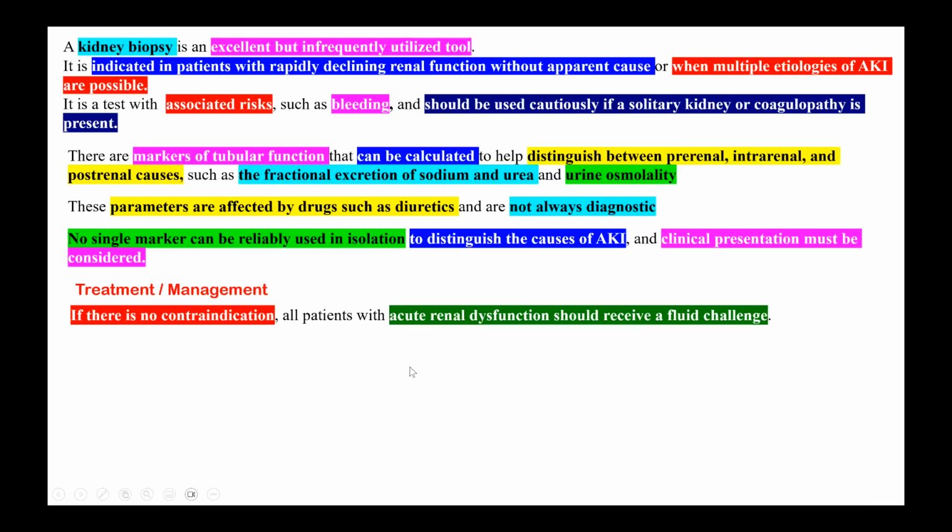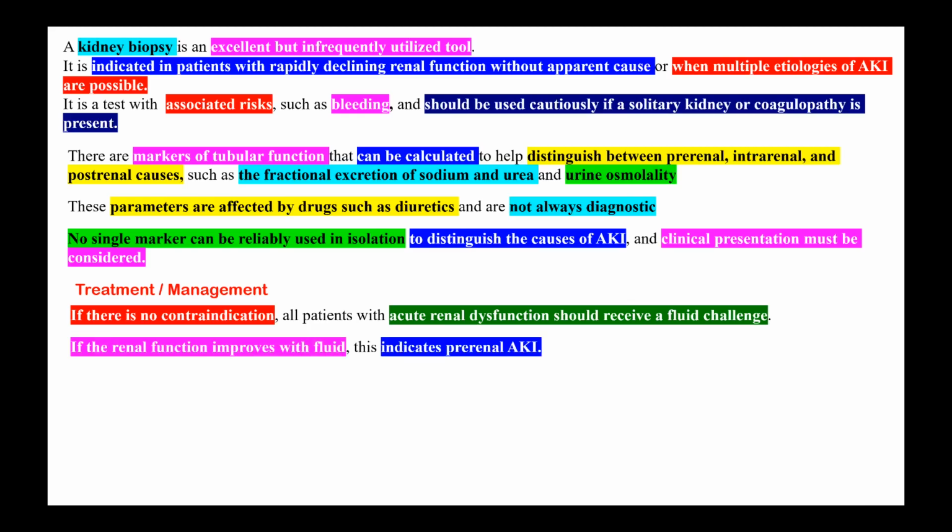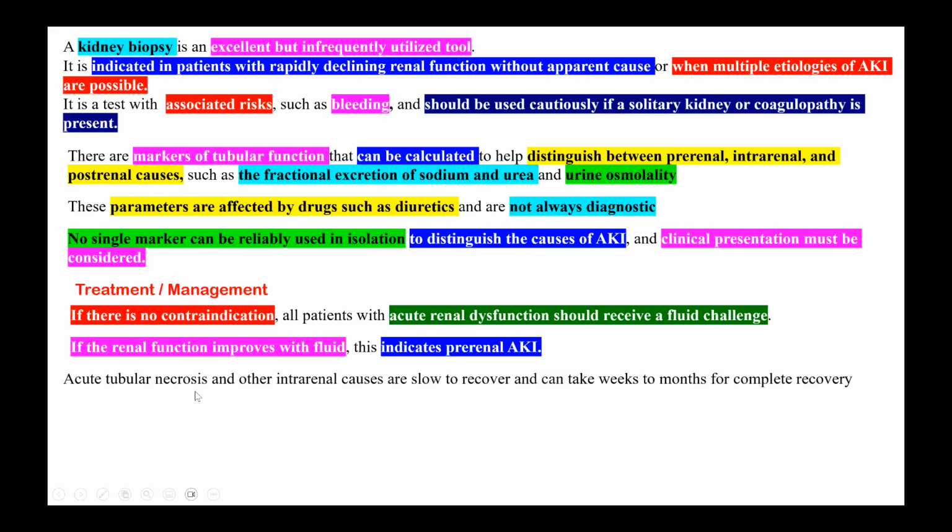So if there are no cardiac contraindications, the first choice will be giving a fluid challenge. As he rightly said, a 500 ml bolus within 30 minutes, and see whether there is an improvement in the urine output. Acute tubular necrosis and other intrarenal causes are slow to recover and take weeks or months to complete recovery.